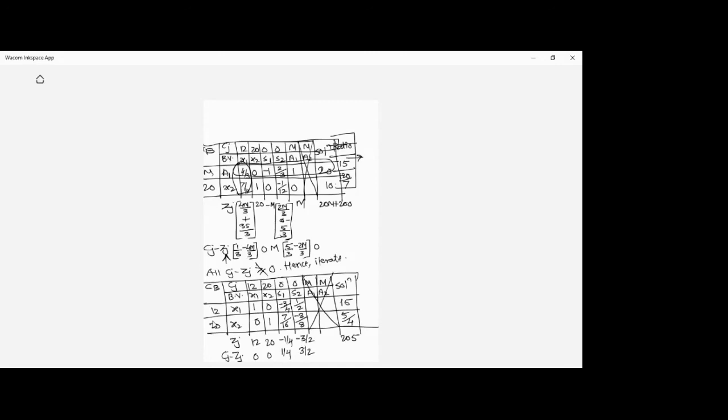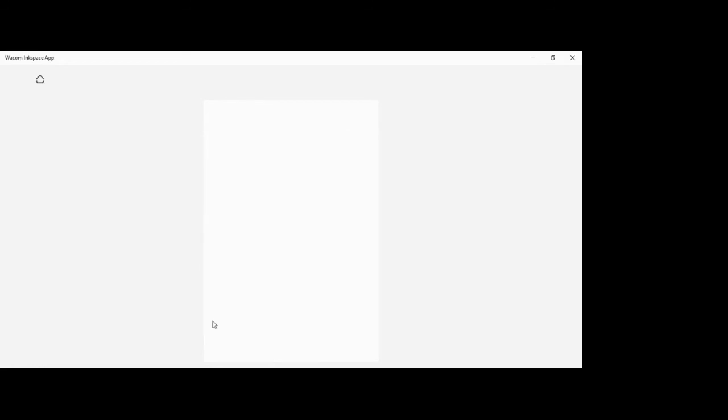So here what we can say is that all Cj minus Zj values, if you see, are greater than or equal to 0. Hence your optimal solution is reached.